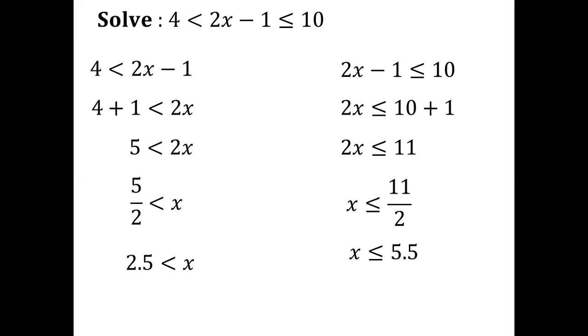Now we have to see whether we can write this as a compound inequality. Any compound inequality is always written with the less than or less than or equal to sign, never with the greater than or greater than or equal to sign. So we have 2.5 is less than x, and you can simply combine x is less than or equal to 5.5 here. So the inequality becomes 2.5 is less than x, which is less than or equal to 5.5. This is how you need to solve compound inequalities.